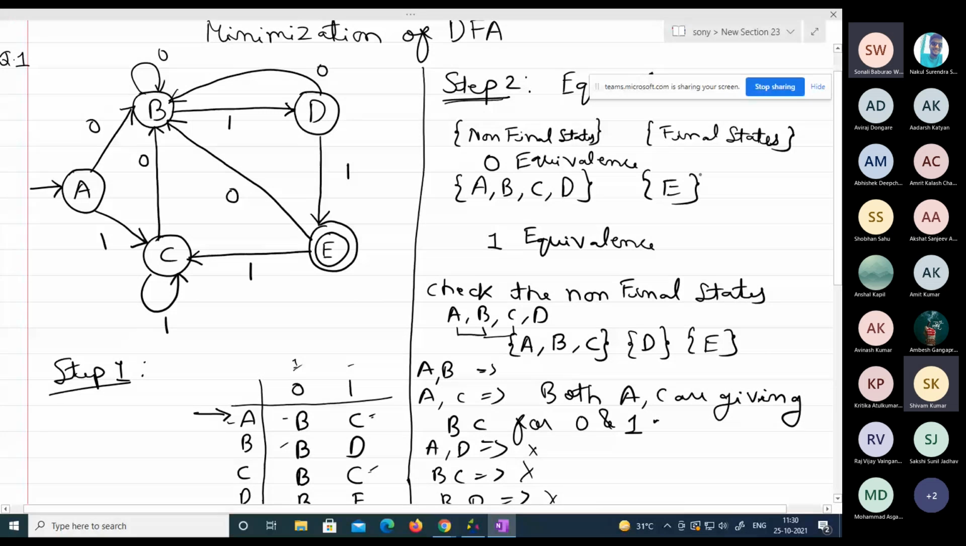Ma'am, in the first equivalence, why did we include AB in the set? We don't have anything in common in it. Why should we include AB? I'm not getting your question.